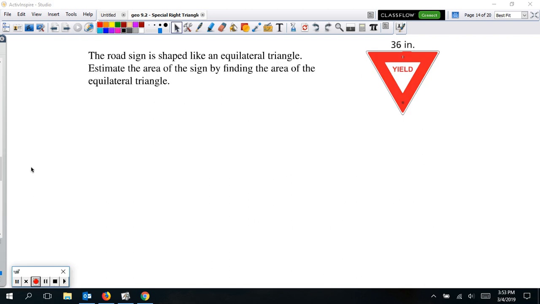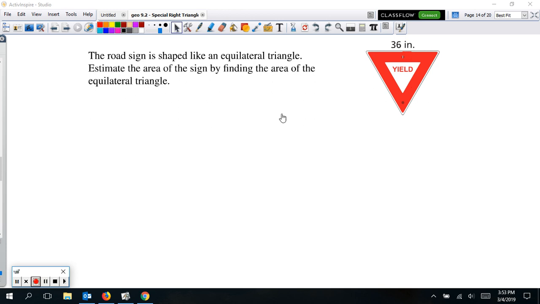Okay, I wanted to show you this one. This one's in the book, so you don't need to write anything down for this, but you see this yield sign. You've seen these out on the roads. Yield signs are always an equilateral triangle. Okay, all sides are the same on that. So 36 inches here, there are 36 all the way around.